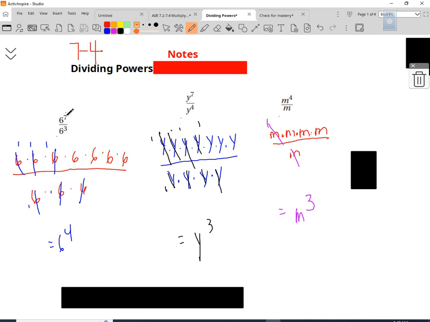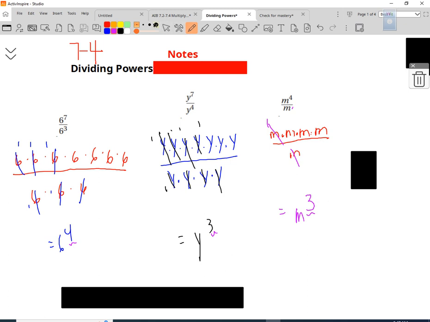6 to the seventh power divided by 6 to the third power is 6 to the fourth power. Y to the seventh power divided by y to the fourth power is y to the third power. M to the fourth power divided by m to the first power is m to the third power. Do you see a pattern? We can just subtract the exponents. It's exactly what we're going to do.